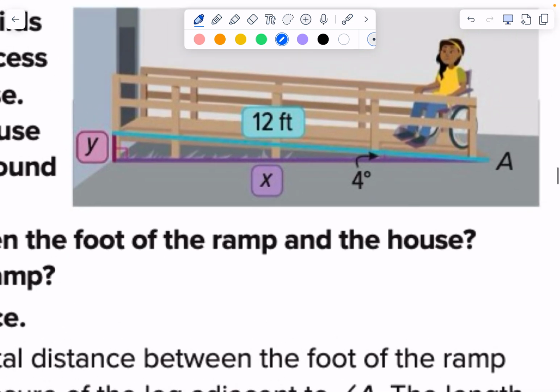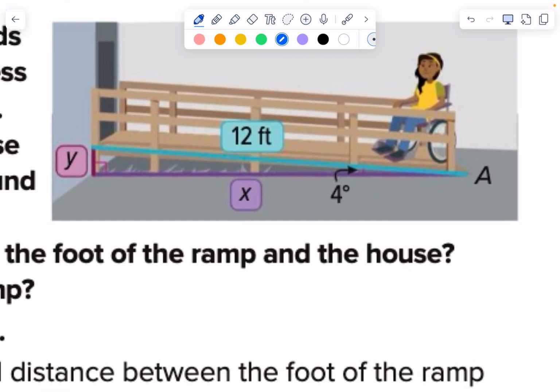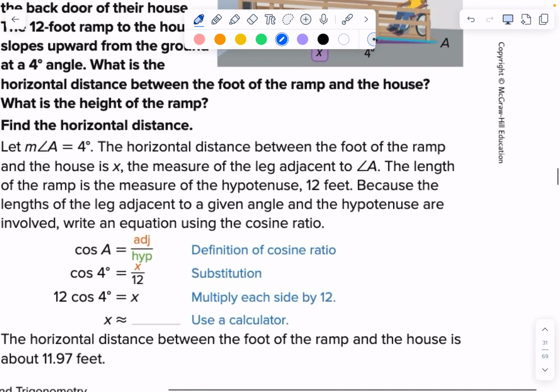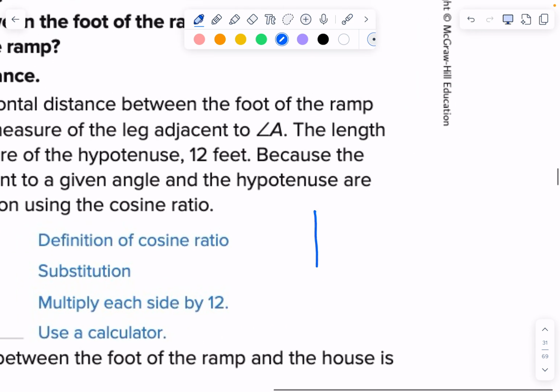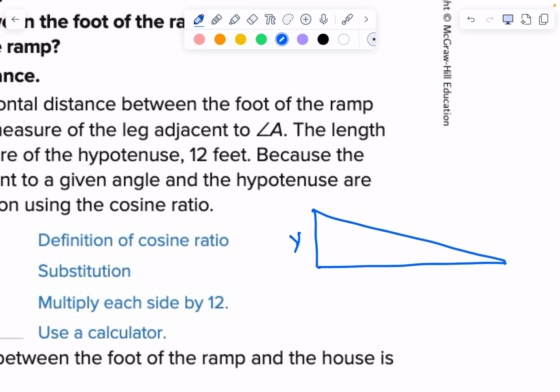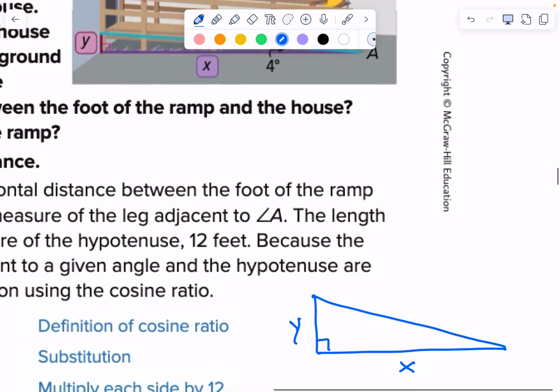All right, here we go. Now let's actually solve for something. Ready? Let's actually find something. It's hard for me to see that a little bit, so I'm going to go down over here, and I'm going to draw a triangle. So do that over here in this corner. They call this Y, they call this X. My 90-degree angle is here. They say the ramp is 12 feet, and the angle is 4 degrees.